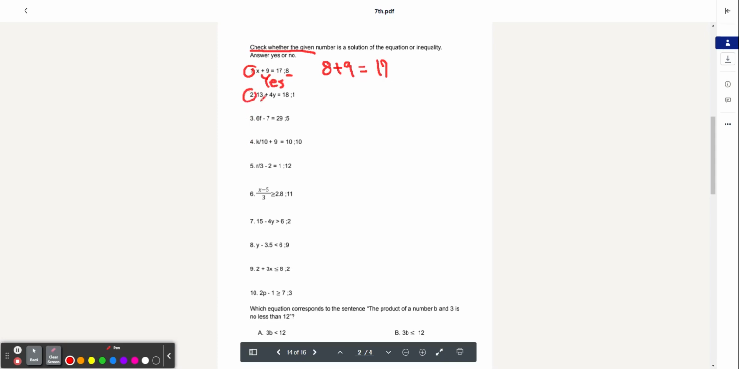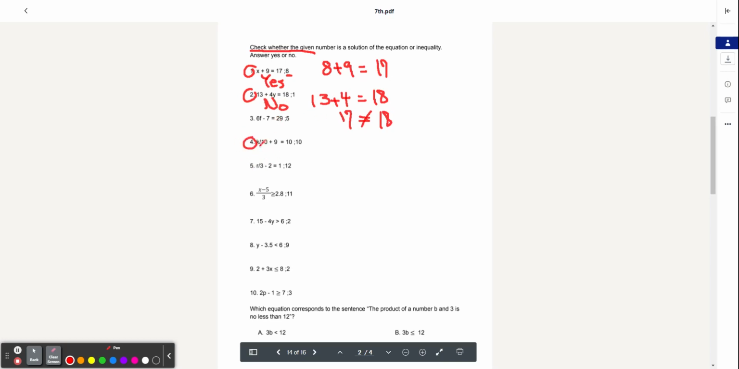Let's look at 2. 13 plus 4y equals 18, and we're going to put 1 for y. If we do, we get 13 plus 4 equals 18. But 13 plus 4 is 17, so that is not equal to 18. So it is not a solution, no.